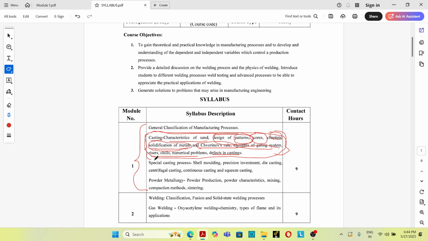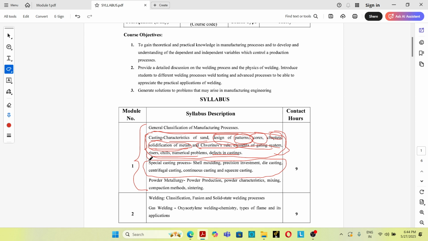Next one is special casting process. Entire casting is divided into two types, that is expendable mold casting process and permanent mold casting process. Sand casting is an expendable mold casting process. Why it is known as expendable mold casting process is, in sand casting, the entire mold is broken and the product is taken outside. But in permanent mold casting process, the mold is continuously used for several castings.